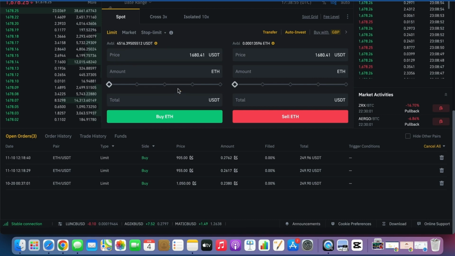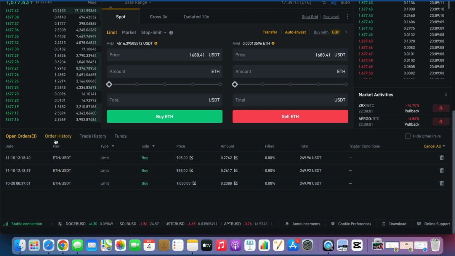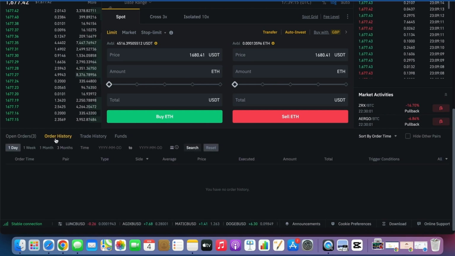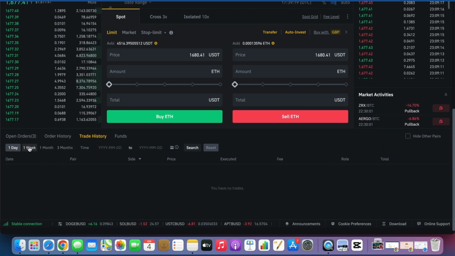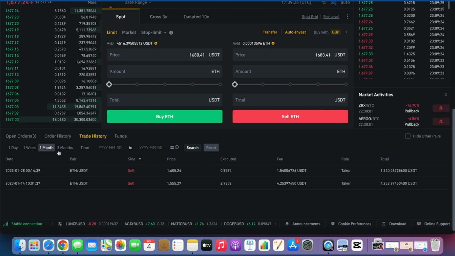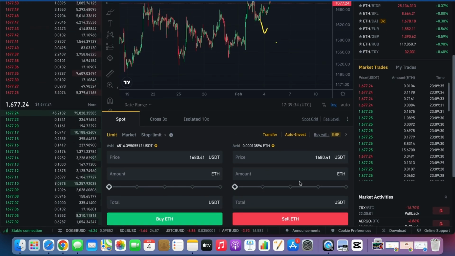You can buy cryptocurrency using this tab, and you can click buy Ethereum. You can sell cryptocurrency, or Ethereum in this case, using this tab. And here you can see open orders. You can see I have several open orders for Ethereum, and you can select this order history to see your order histories, right? Then you can see trade histories for any time frame, 1 week, 1 month, or 3 months, right?